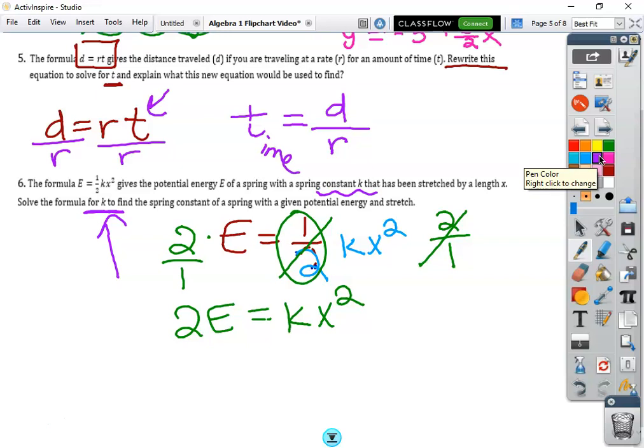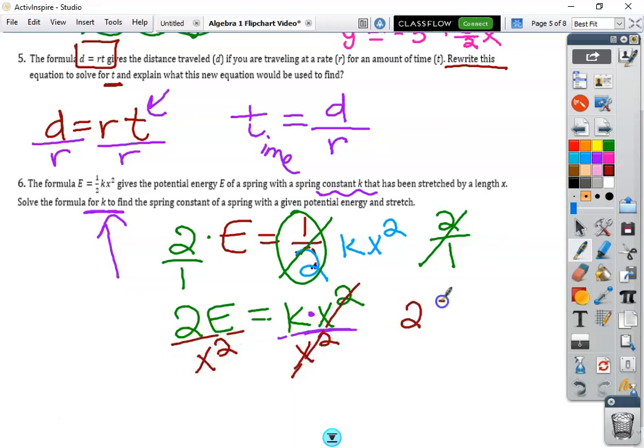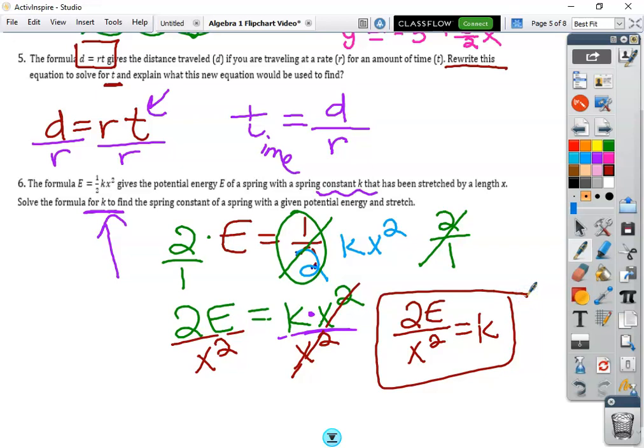So the 1/2 is now moved to both sides, and now I want to think, what operation connects k and x squared? Well, it's a multiplying problem, so the inverse of that would be dividing by x squared. So now that is moved, so I have 2E over x squared equals k. Now k is by itself, and what is k? It is the spring constant. Okay, so now everything is on the other side.